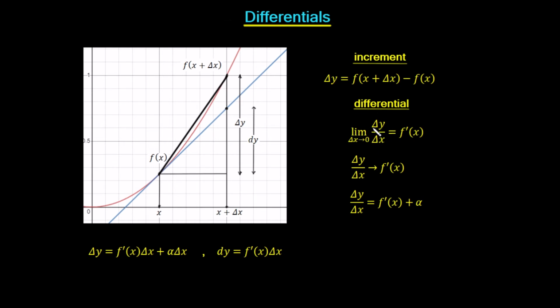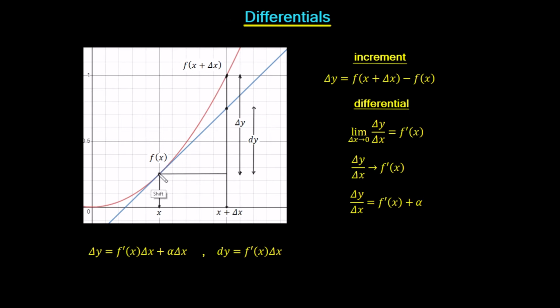But this isn't the actual gradient at this point. You can see it's out. If it was the correct gradient, then it would be lying parallel to this blue line. But if we were to allow the value delta x to tend towards 0, then the gradient of this black line would tend towards the gradient of the blue line. So let's go and do that now.